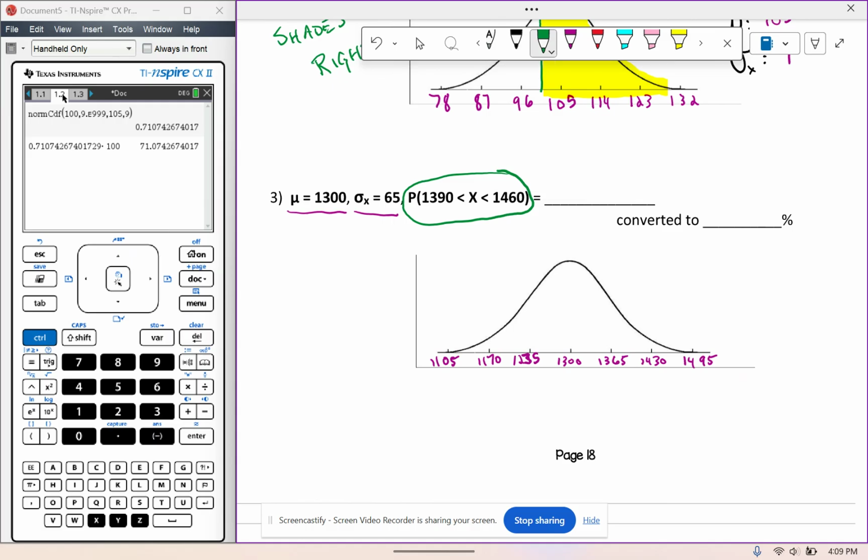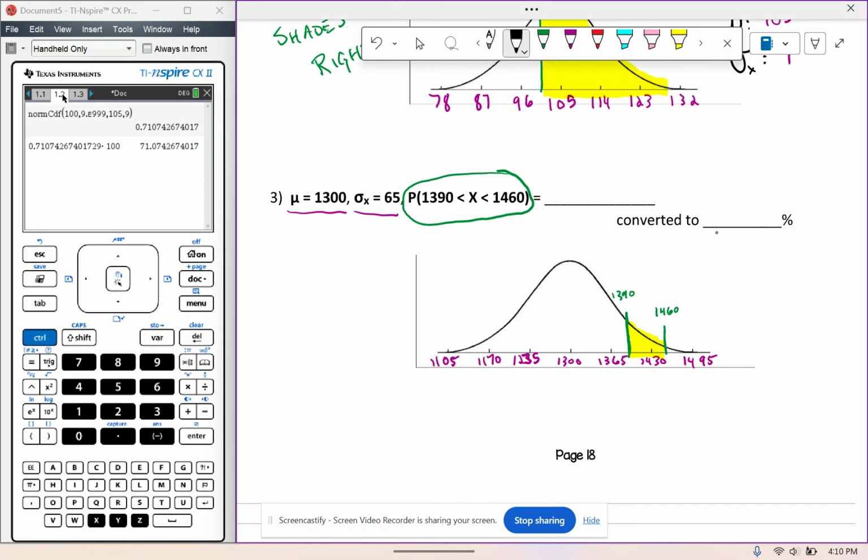Notice this one has two values where x is in between. So that means we're going to shade in between the lines. First I'm going to find my lowest number, which is 1390, which I'm going to say is roughly right about here. And then 1460 I'm going to say is right about here. And all I am going to do is shade in there. That's my area of shading.